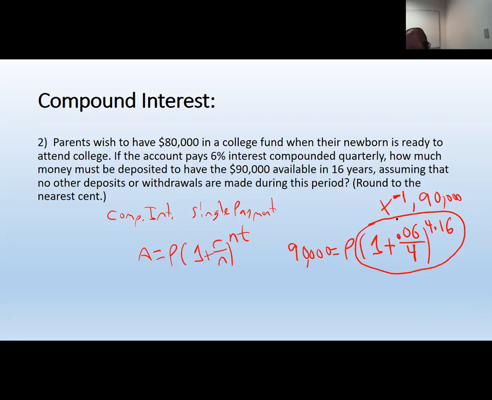And that would give me $34,706.90. That would be how much they would need to invest today, so that it would accumulate to 90,000 within 16 years. Does anybody have any questions on this problem?